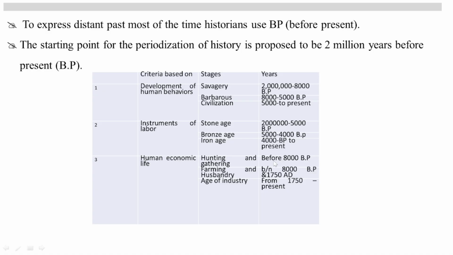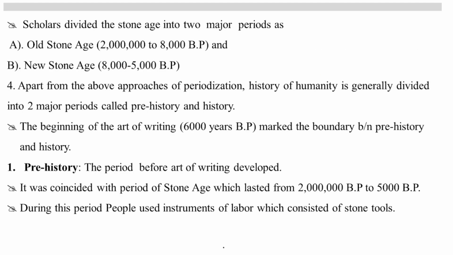Human economic life. This is what we can say are the important criteria to divide the history of mankind into different periods. So, scholars divide the Stone Age into two sub-periods.